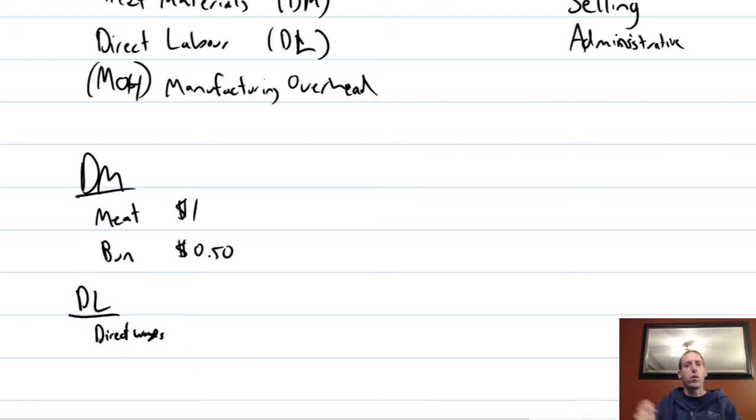And so, let's say we pay our chef $10 an hour, and it takes them 15 minutes to make a burger. So we go, okay, it's $10 per hour. An hour is 60 minutes. 15 minutes is a quarter of an hour, so not 2.5, but 0.25. That means I pay $2.50 to my chef to make a burger.